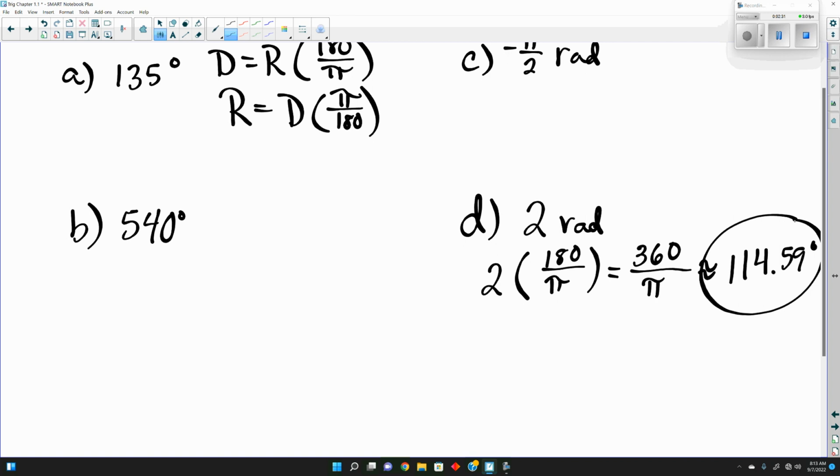Any questions on any of this here? We feel comfortable with converting from degrees to radians and radians to degrees? Yes.